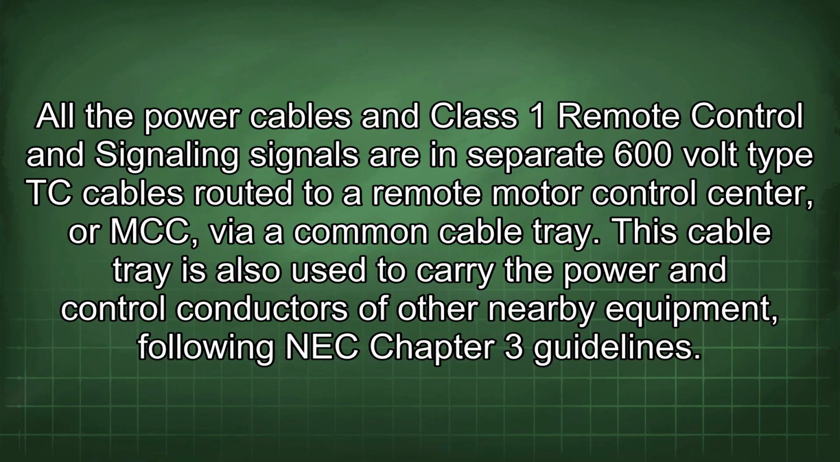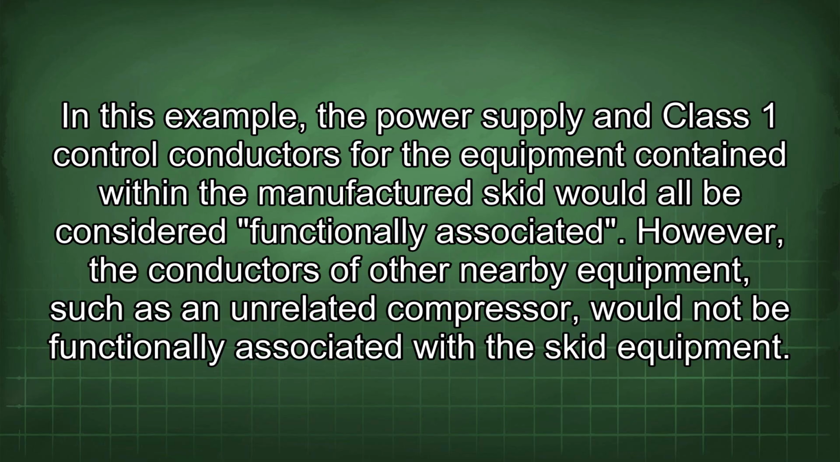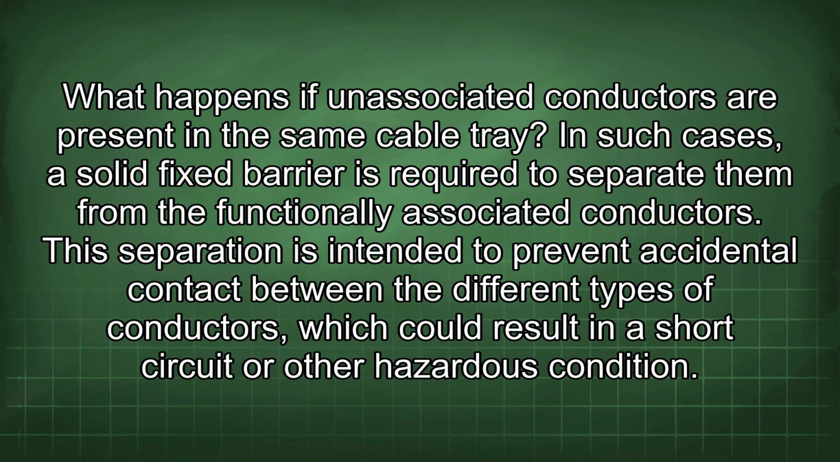guidelines. In this example, the power supply and Class 1 control conductors for the equipment contained within the manufactured skid would all be considered functionally associated. However, the conductors of other nearby equipment, such as an unrelated compressor, would not be functionally associated with the skid equipment. What happens if unassociated conductors are present in the same cable tray? In such cases, a solid fixed barrier is required to separate them from the functionally associated conductors. This separation is intended to prevent accidental contact between the different types of conductors, which could result in a short circuit or other hazardous condition.